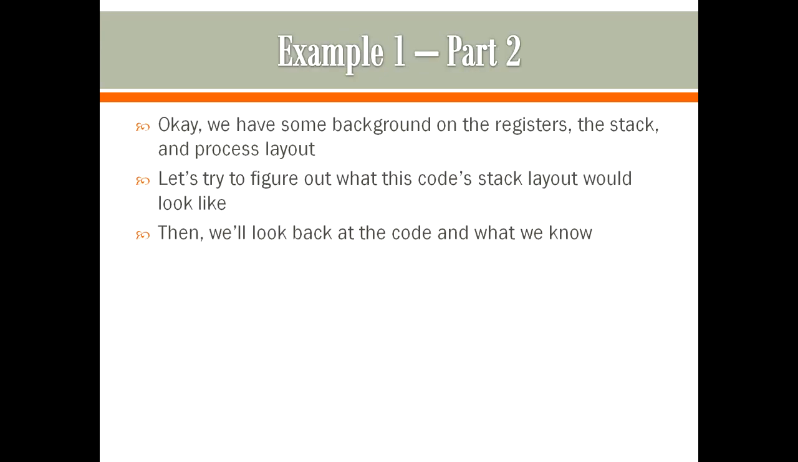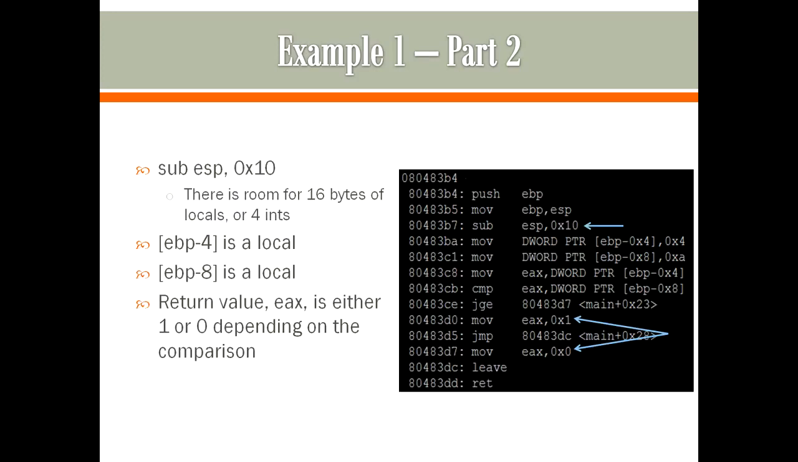We covered briefly the registers, stack, and process layout. Let's apply what we just learned to determine the stack layout of our program example. Originally, we ignored the first 3 instructions. Now, let's explore the third instruction, where we subtract 10 hex or 16 decimal from ESP. Remember, the stack frame grows from high to low addresses, so ESP will move towards a lower address by that amount. The purpose of this is to make room for the function's local variables.